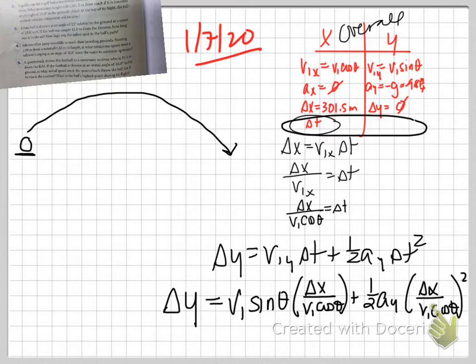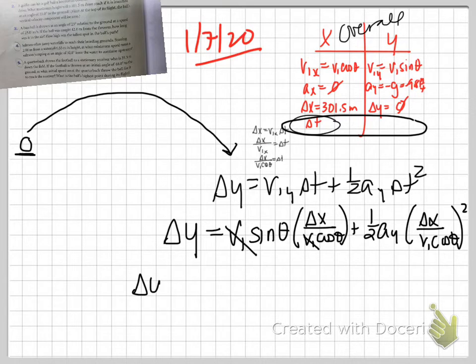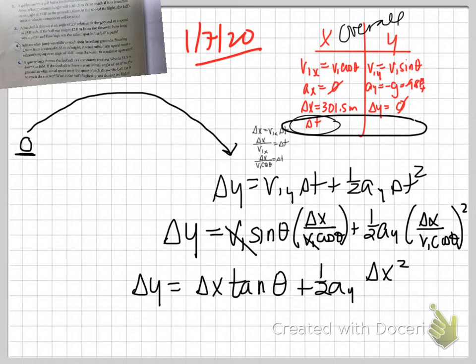Okay, I can do some simplification here, obviously. Well, let's see. VI's cancel. Sine divided by cosine gives me tangent. So delta y now equals delta x tan theta plus 1/2 a sub y times delta x squared over VI squared cosine squared theta. And I know that that goes away.